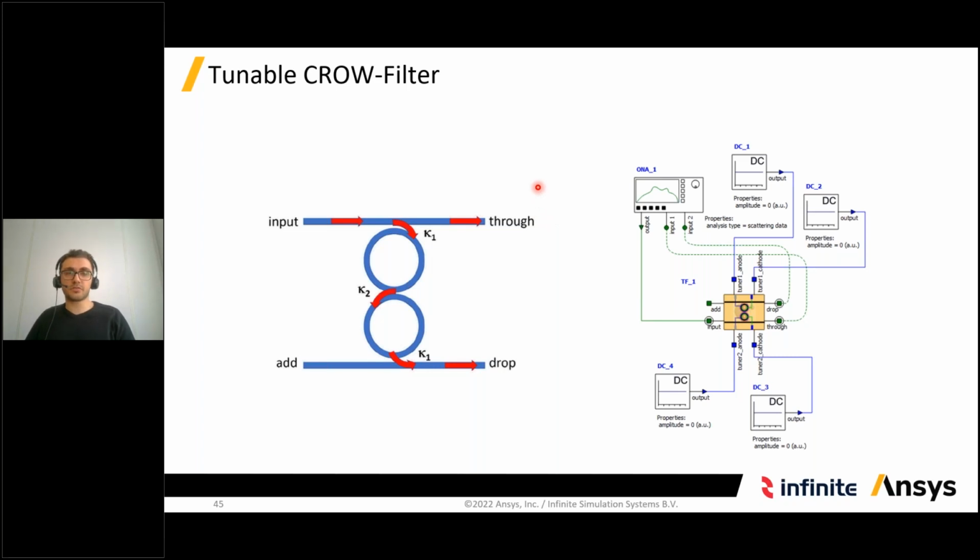So first of all, what is a CROW filter? A CROW filter is like the animation that I showed before, but with two rings instead. And you can also apply a voltage to it, but I will show that later. At the input, light comes in, and then you have two outputs, which we'll call the through and the drop. And you can also add more light to it at the add gate. So we need to determine all the parameters, like the coupling coefficients K1 and K2, and find the radii of these rings.